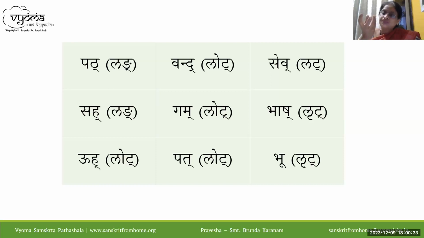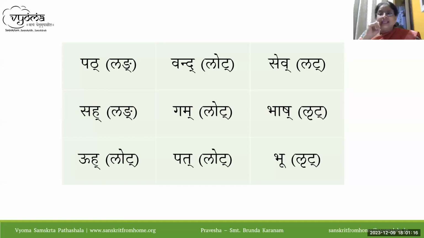When you say pushpam vikasati, what does it mean? The flower is blooming. Is there any scope for a karma padam over here? No. Another example: Balakah patham pathati. The boy reads a lesson. So patham is a karma padam there, which is why it's in Dvitiya Vibhakti.